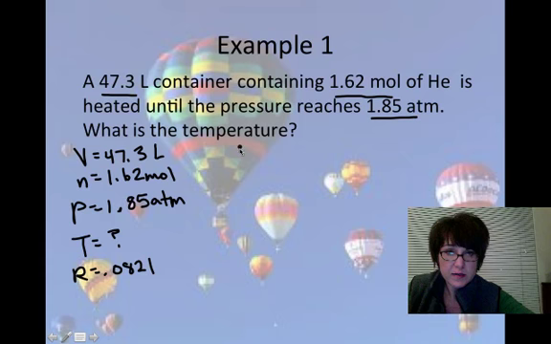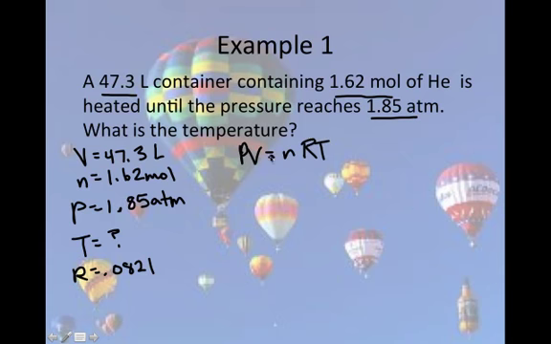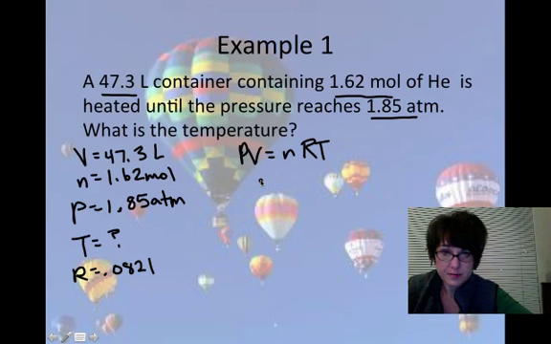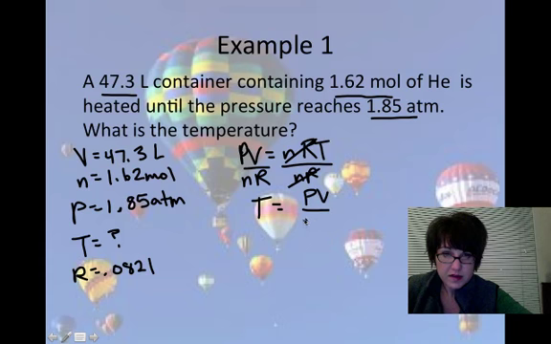And now let's plug it in. If PV is equal to nRT, then how do we solve for the temperature? You guys are really good at algebra, but I'm going to show all the steps anyway. So divide by n and R so that T is isolated on one side of the equation. So we have PV divided by n times R. All right, now I'm going to put my numbers in. 1.85 atmospheres is my pressure. The volume is 47.3 liters.